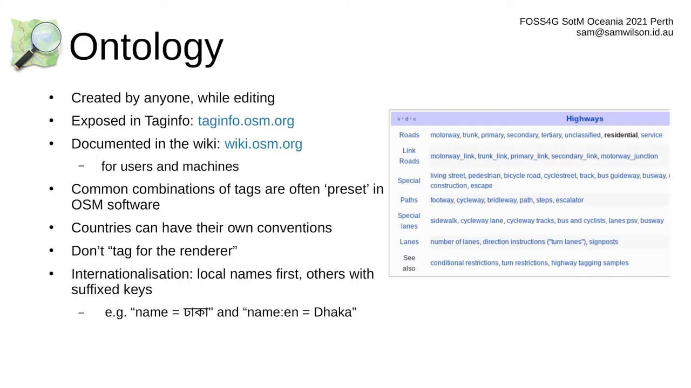Other names then also get recorded, and they're separate attributes. So here we've got Dhaka, and the English name gets recorded as name colon en. And this thing of having an attribute with a colon in it, or multiple colons, as a sort of namespacing system, is quite common for a bunch of different things.